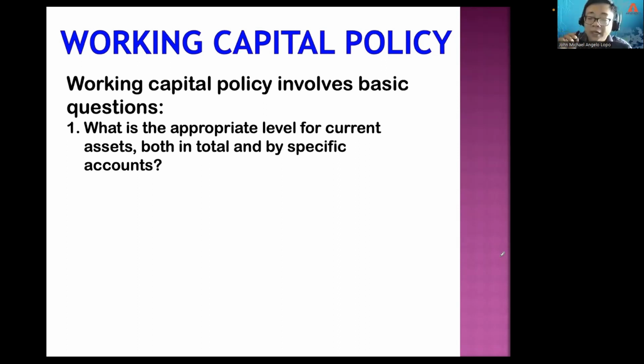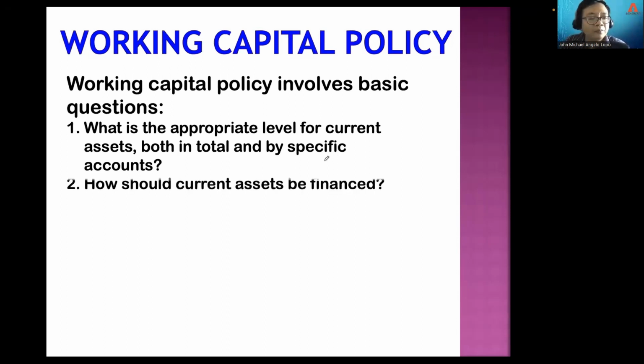Magkano ba dapat ang ating cash? Magkano ba ang ating tinatawag na inventory? How about naman in terms of your account receivable? Tayo ba ay nakakapag-kolekta? Baka wala tayong pera, no? Baka puro lang tayo account receivable. Tama ba? Ang dami nga nating sales, but we have no cash. All right. What is the appropriate level of your current assets, both in total and by the specific accounts?